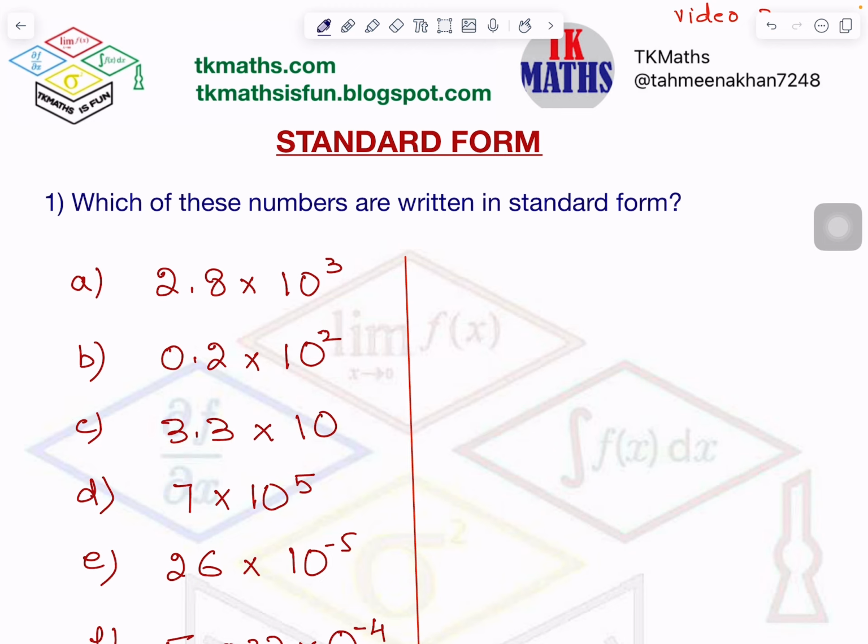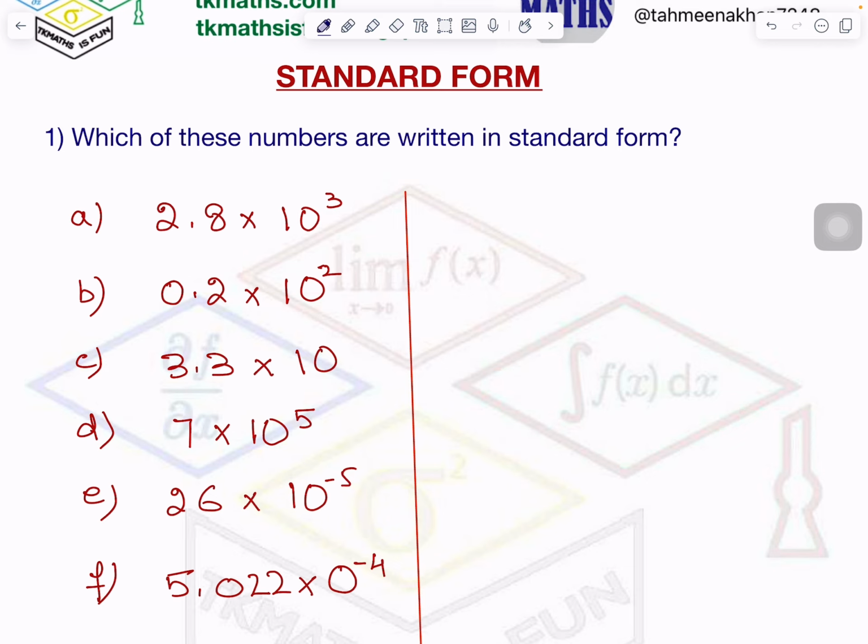So I have written here these numbers. You have to identify which of these are in the standard form. Just as we did in the previous video, any number which is written in a manner where before the decimal you have only one digit, from 1 to 9, will be standard form. Right now it is 23. In 23 the decimal is here, so this is not the standard form.